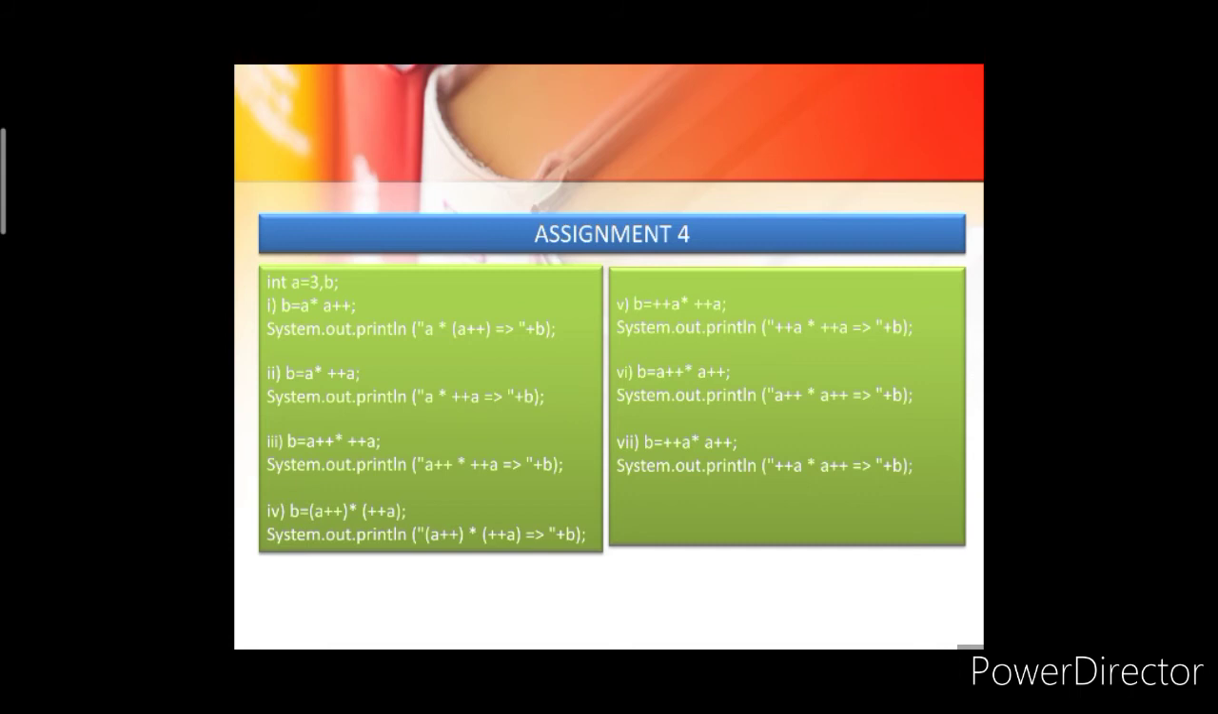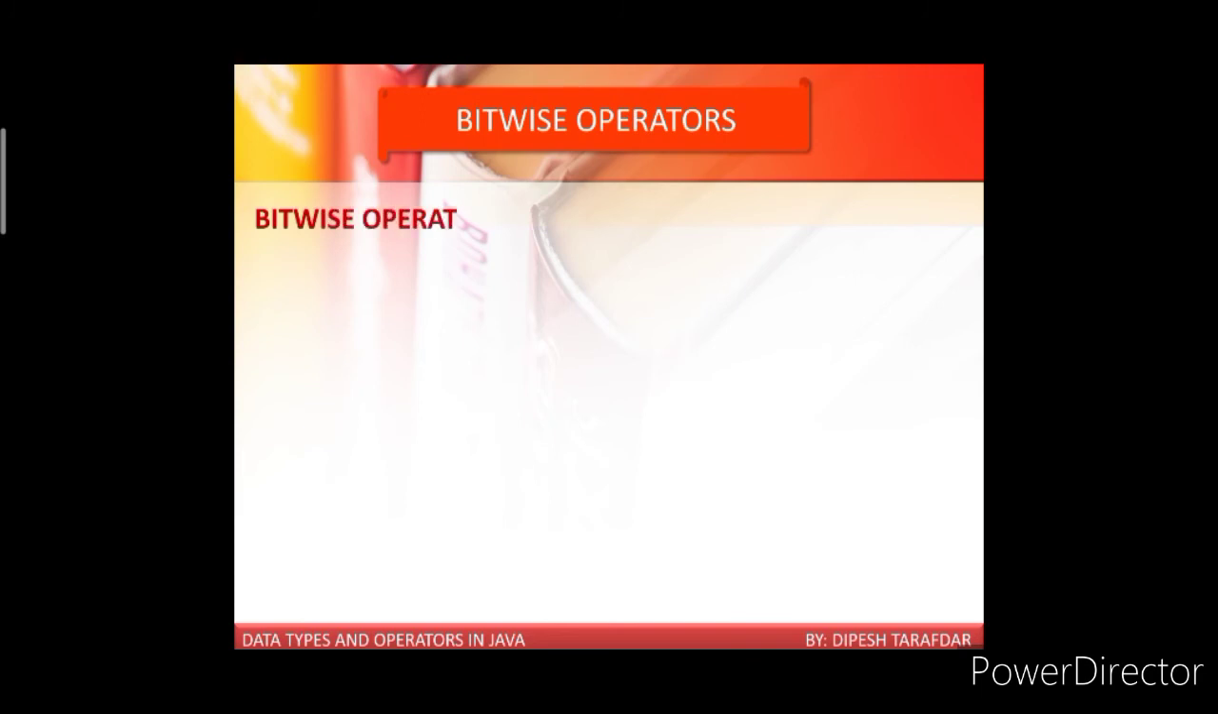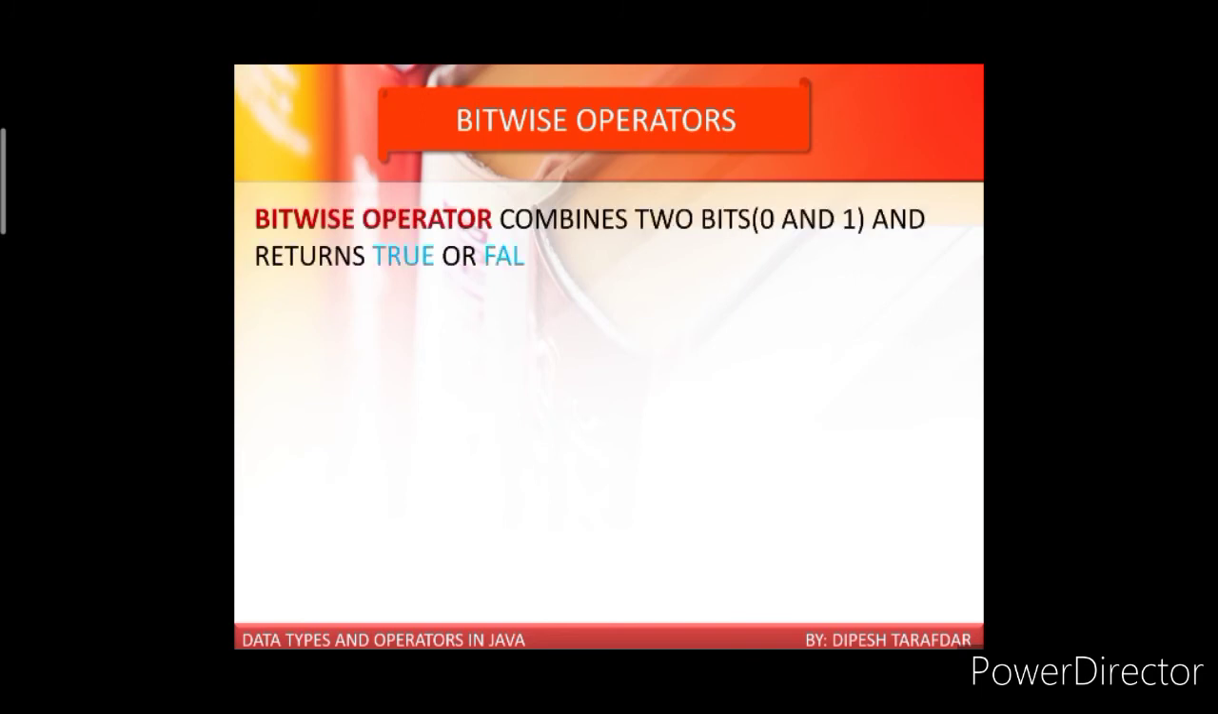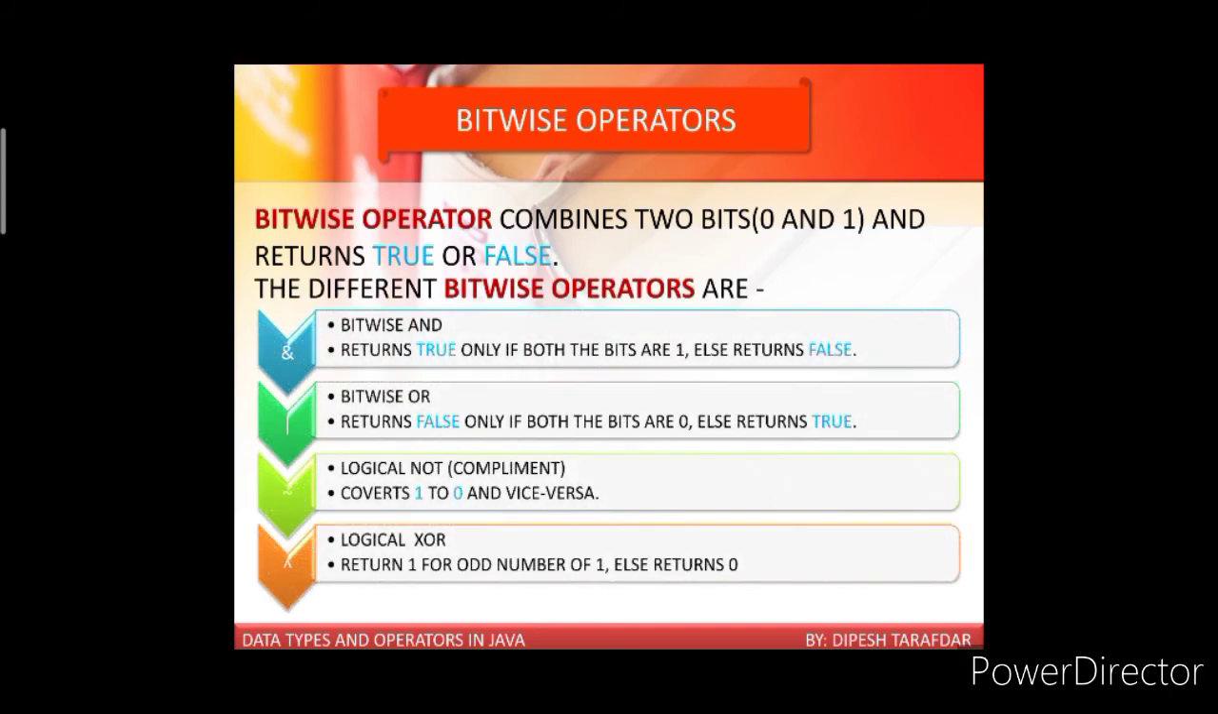these questions. Next we move to the bitwise operators. Bitwise operators combine two bits, that is 0 and 1, and return true or false. The different bitwise operators are bitwise AND, which is something like logical AND but has a single ampersand sign, bitwise OR, single pipe sign. Then you have complement and XOR, which is bitwise.